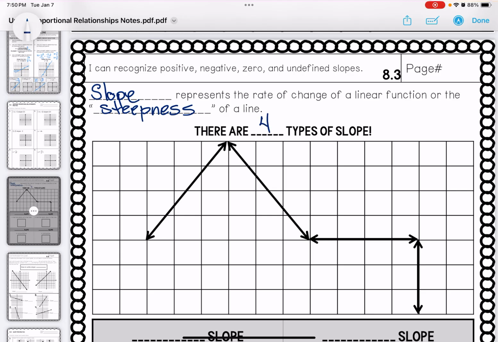We have a positive slope. So a positive slope goes up like an airplane. Then we have a negative slope. That goes down, as in you are descending. We have a zero slope. So you're flatlining. And this one going straight up and down, undefined.